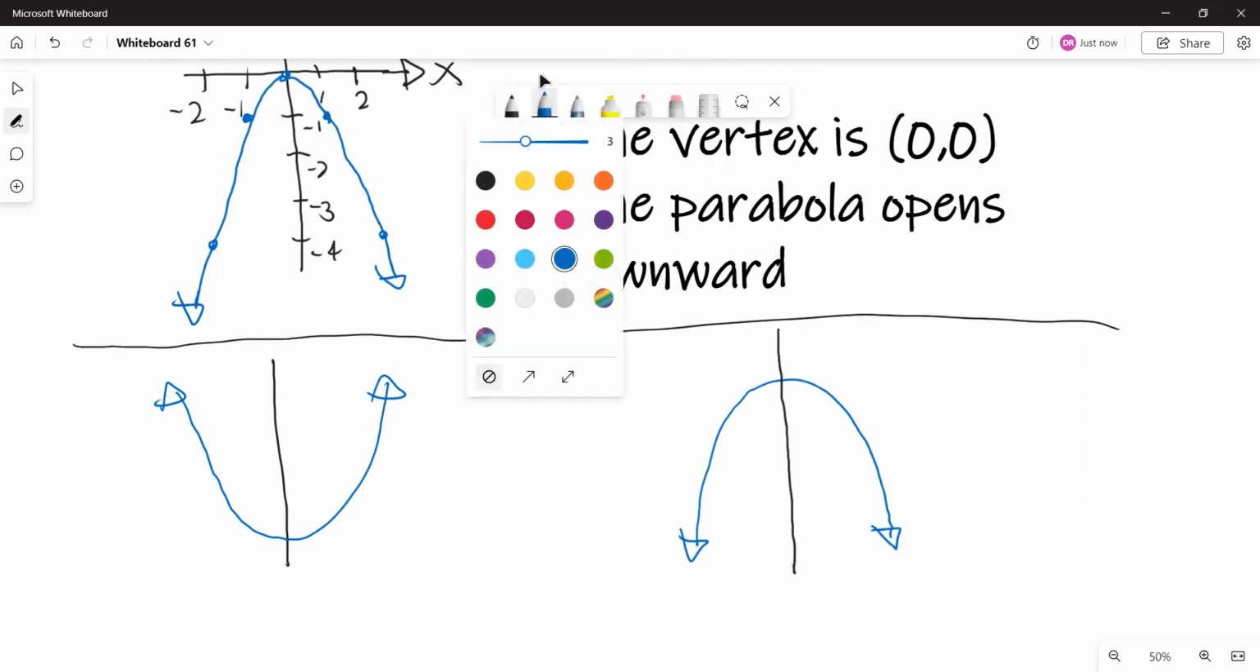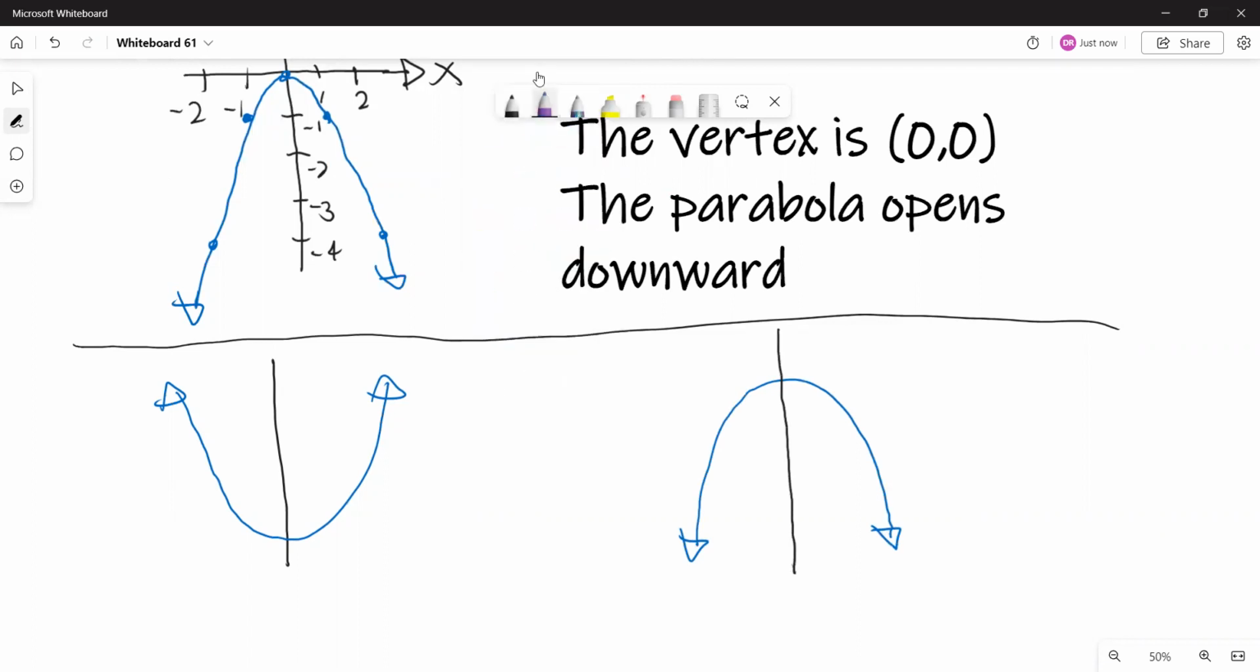The turning point is called the vertex. And the vertical line that passes through the vertex is called the axis.